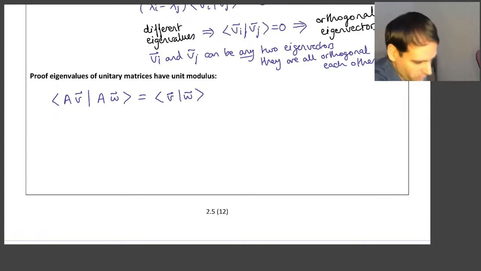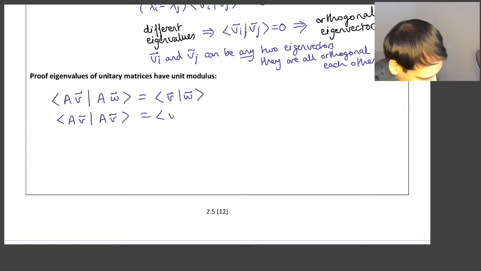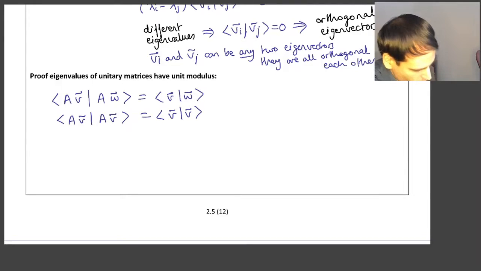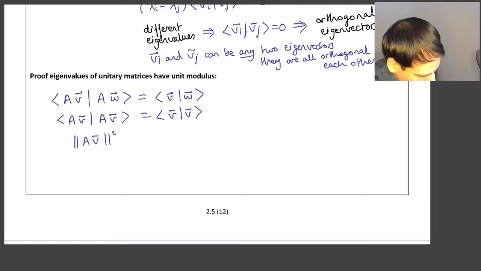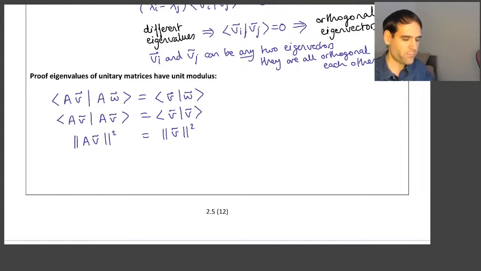Okay. In particular, if V equals W, then we get this, which means that the norm of A times V squared is equal to the norm of V squared. And that's what I said about unitary matrices, that they preserve the length of the vectors. So if vector V has a certain length, the vector A times V has the same length. Okay. So now apply the definition of eigenvectors.